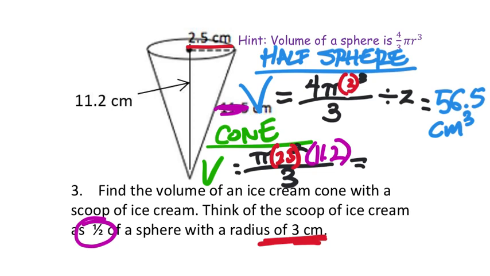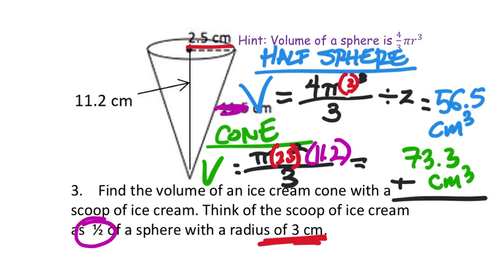So I type in my calculator, n over d, pi times 2.5 to the power of 2 times 11.2, all over 3, enter. And it gives me 73.30382858. So I just say that's 73.3 centimeters cubed. Of course, we're going to add these two together, which is going to give me the volume of the full ice cream cone. 56.5 plus 73.3, enter. And I got 129.8 cubic centimeters.